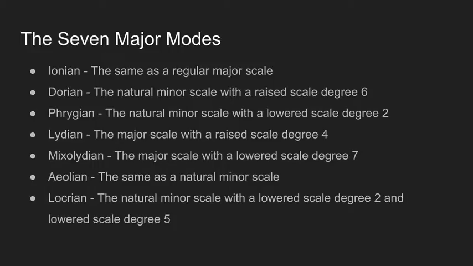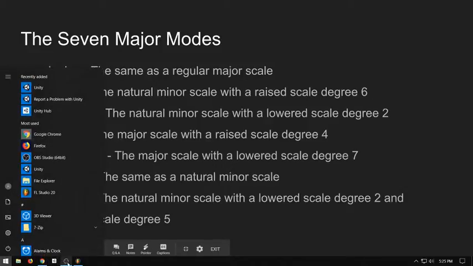Dorian is a natural minor with a raised scale degree 6. Phrygian is a natural minor with a lowered scale degree 2. Lydian is a major scale with a raised scale degree 4, etc. So various notes are raised and lowered depending on what mode we're in. I'm actually gonna demonstrate what these are.